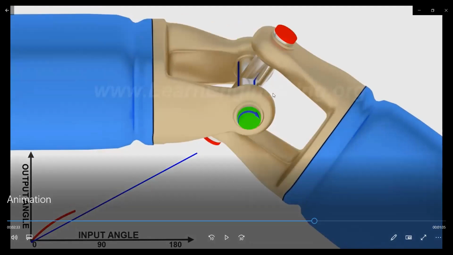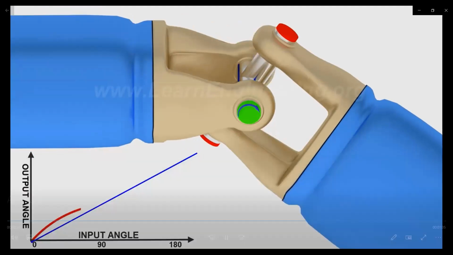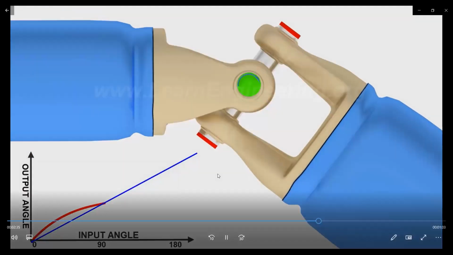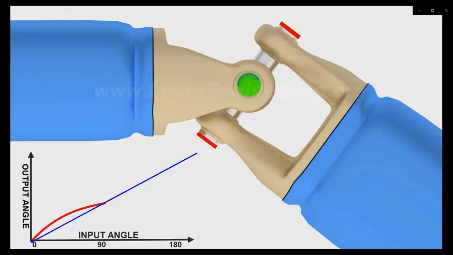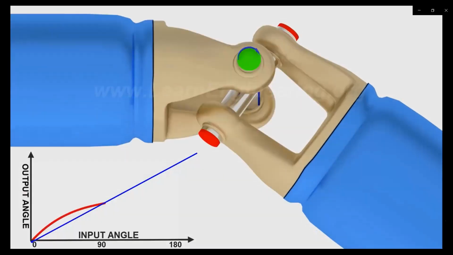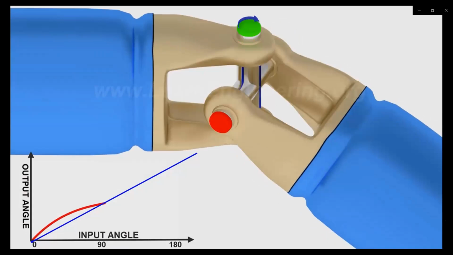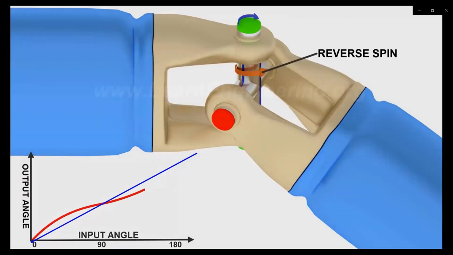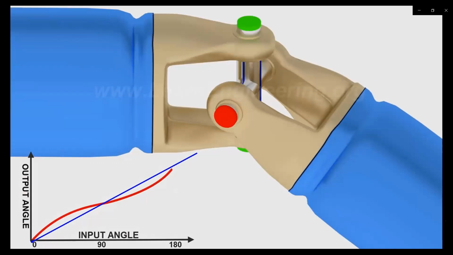See, because of this forward spin, this is the input speed and this is the output speed. So you are getting output speed more than input speed. But for the next 90 degrees, it should spin back to the initial zero position. The reverse spin will have an opposite effect on the output shaft rotation.